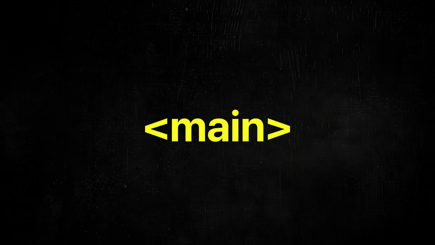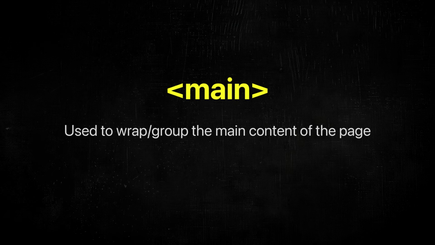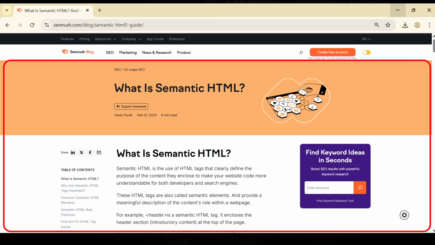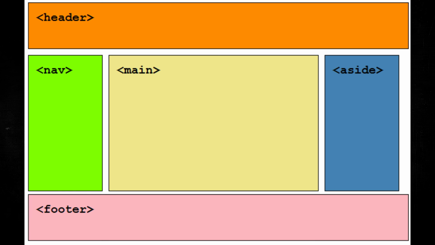So next we have the main tag. The main tag wraps the main content of your page, the part that is unique to that page. You can include stuff like blog posts, articles, or dashboards. It should only appear once per page and it should not include things like sidebar, header, or footer.